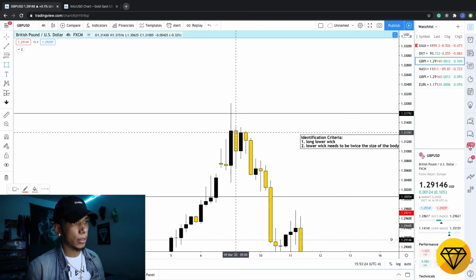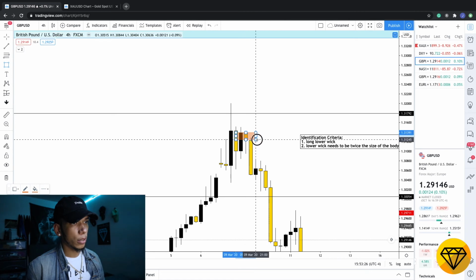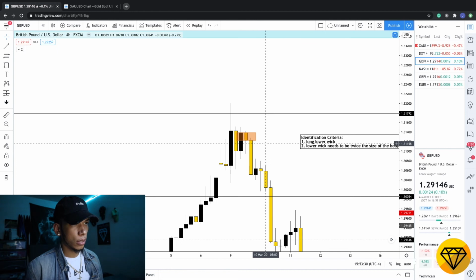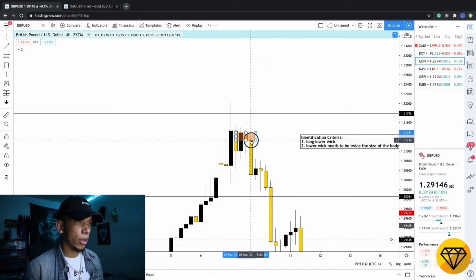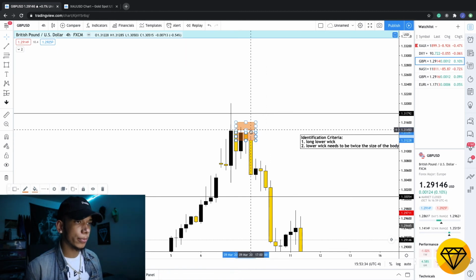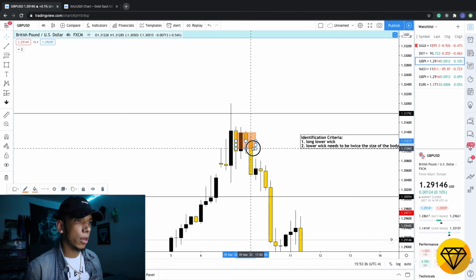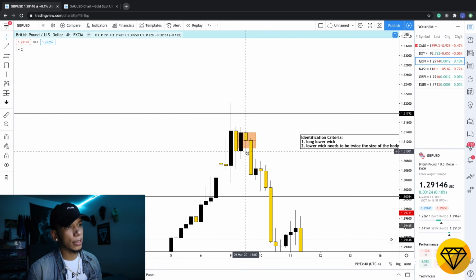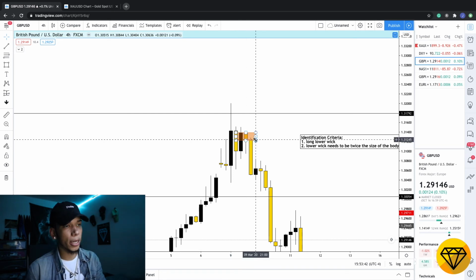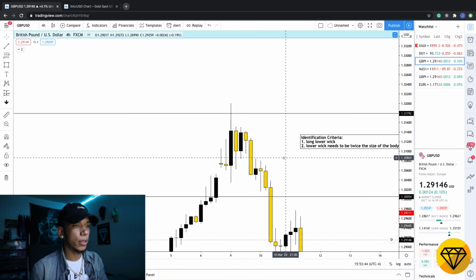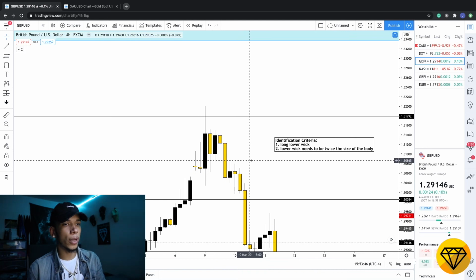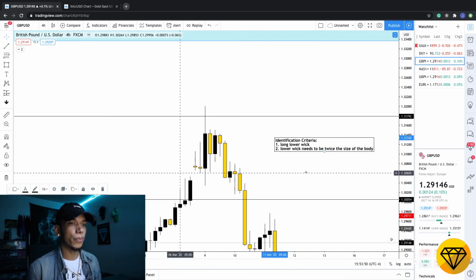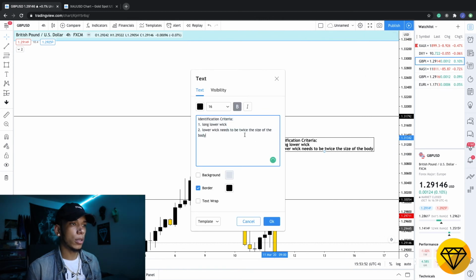If I take a box and recreate this, that's the body length. We copy that. Okay, two bodies, still wick. So the wick is more than twice the size of the body. Okay, boom, smash that criteria.